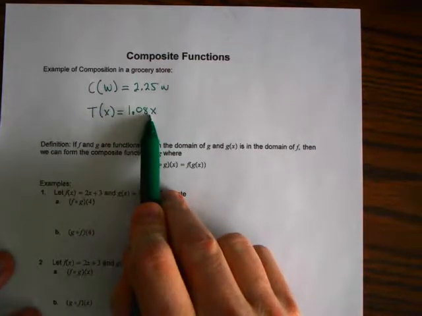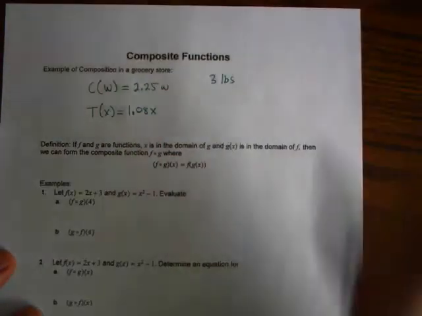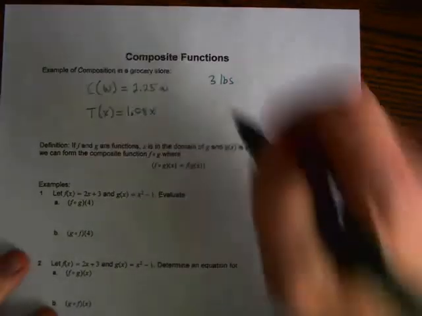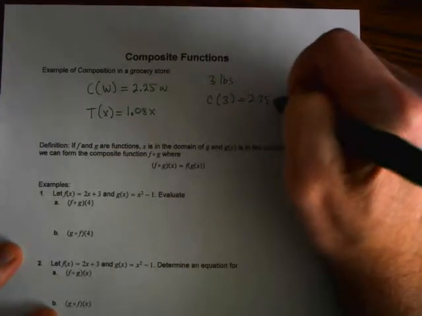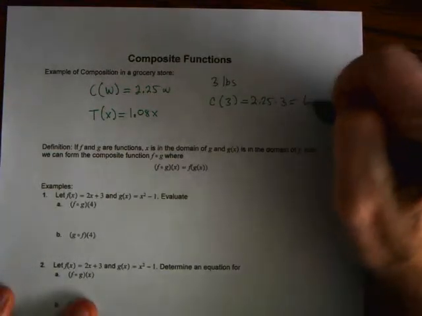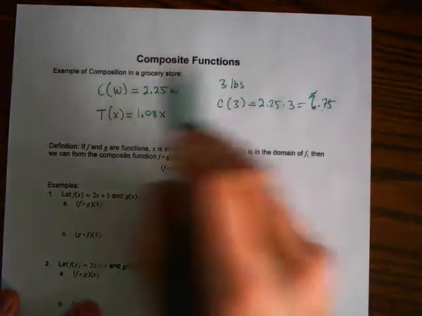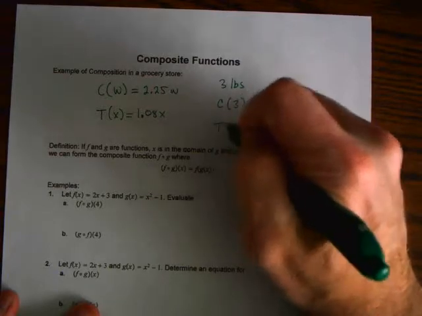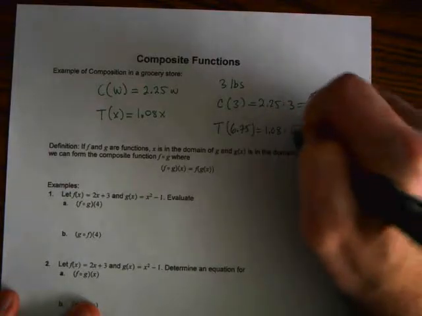This is how much I pay in tax. So let's say I buy 3 pounds of candy. How much am I going to pay? Well, they're going to take cost of 3 pounds. That's going to be $2.25 times 3, which is a lot of candy, by the way. $6.75. And then they're going to take this answer, $6.75, and they're going to plug it in there to find my total cost. My total cost is 1.08 times 6.75.